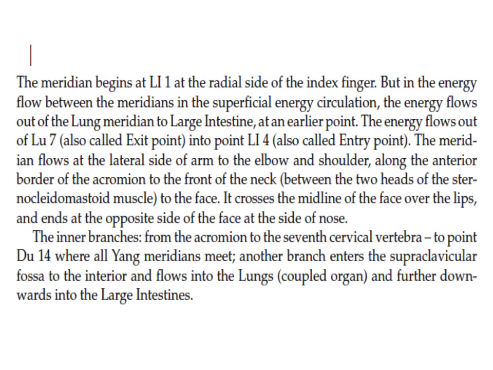The meridian flows of the lateral side of arm to the elbow and shoulder along the anterior border of the acromion to the front of the neck between the two heads of the sternocleidomastoid muscle. Dito po sa may neck to the face. It crosses the midline of the face over the lips and ends at the opposite side of the face at the side of the nose.